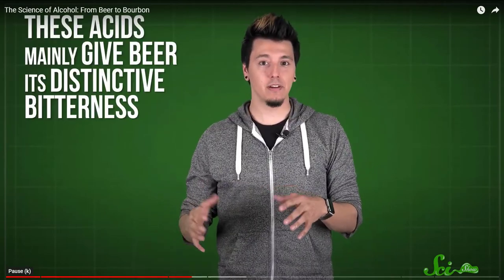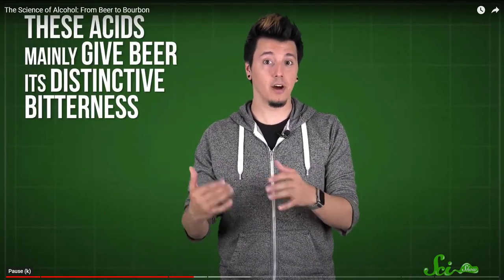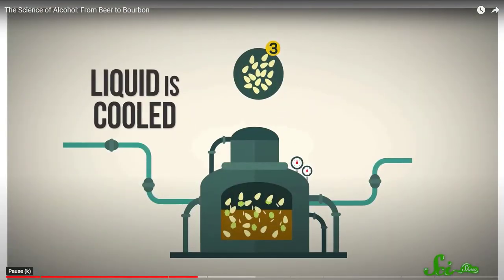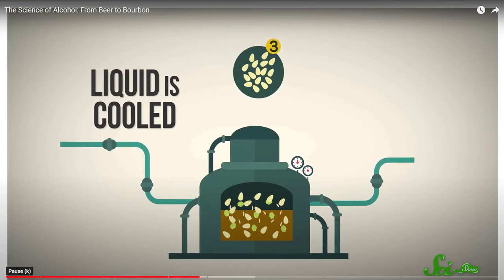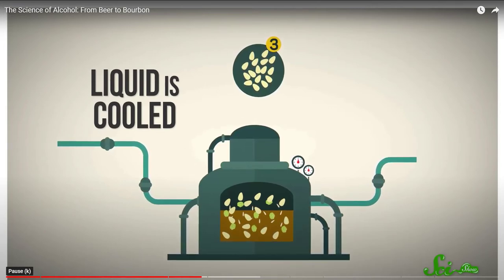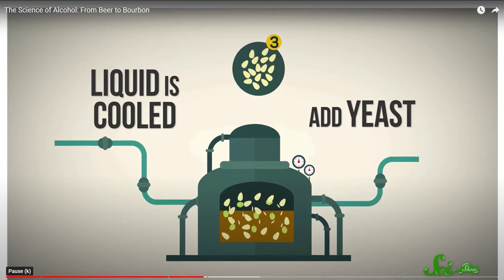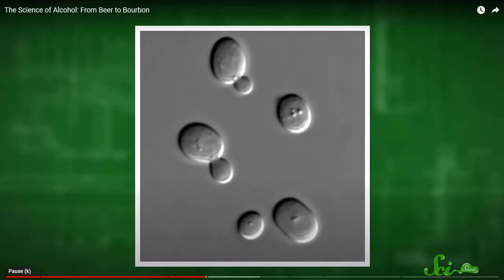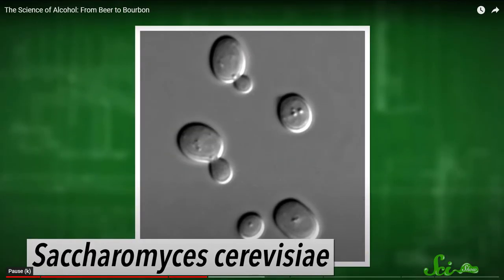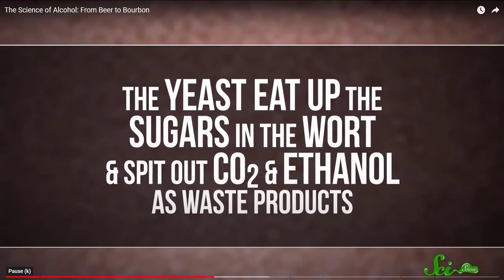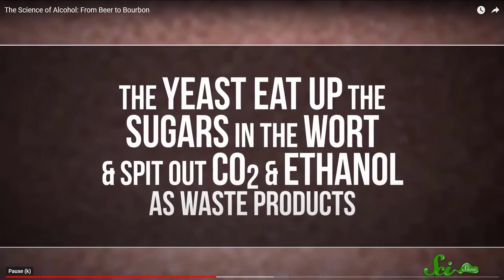These acids mainly give beer its distinctive bitterness, but different varieties of hops can also give beers citrusy, floral, or even piney notes. After the boil, the liquid is rapidly cooled to prevent bacterial contamination and oxidation, which can change the taste of the beer. Once the wort is cooled, the yeast is added to begin the fermentation process. Yeast, in this case a particular variety called Saccharomyces cerevisiae, is a microscopic single-celled fungus. Yeast rely on sugars for energy, so they eat up the sugars in the wort and spit out carbon dioxide and ethanol as waste products. The carbon dioxide is why the liquid bubbles, and the ethanol is why there's alcohol in beer.